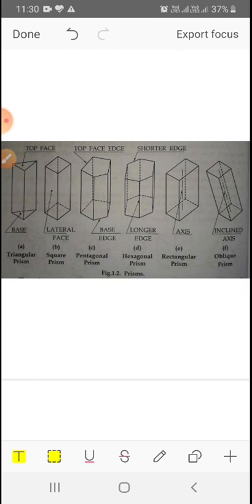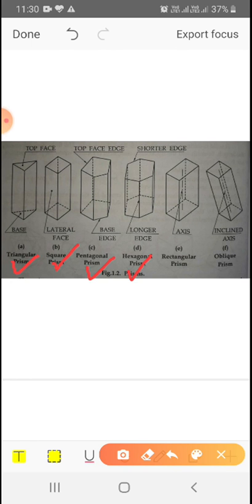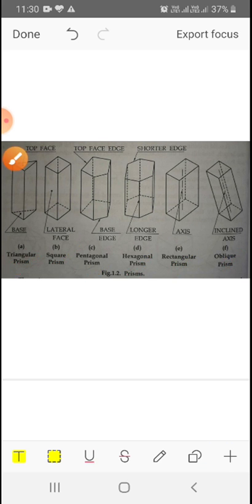Let us discuss what the prisms are. There are 6 different types of prism. First, triangular prism. Second, square prism. Third, pentagonal prism. Fourth, hexagonal prism. Fifth, regular prism. And last, oblique prism. You can observe the figures of the prisms one by one.